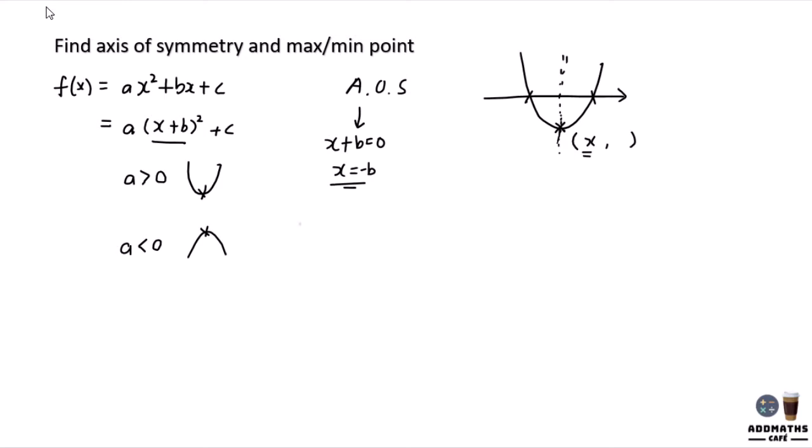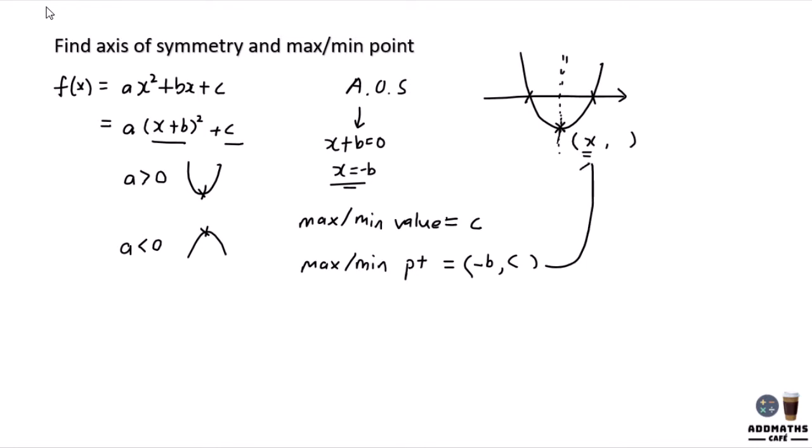To find maximum or minimum value, this will be equal to your c over here. Alright, and the maximum or minimum point is a coordinate. So your x will be negative b and your y will be this c. So this is your maximum or minimum point. It will be in these coordinates.